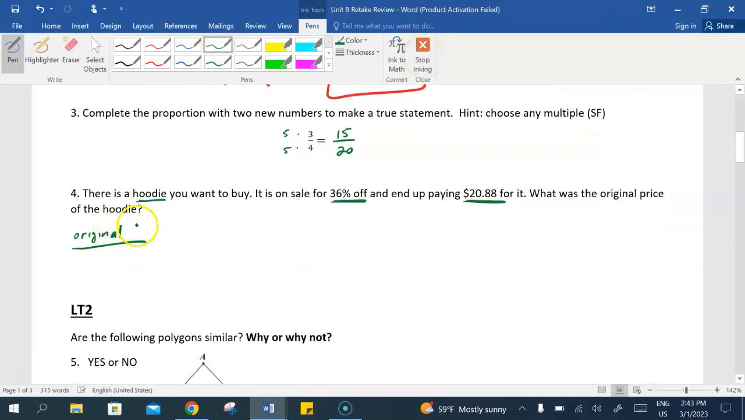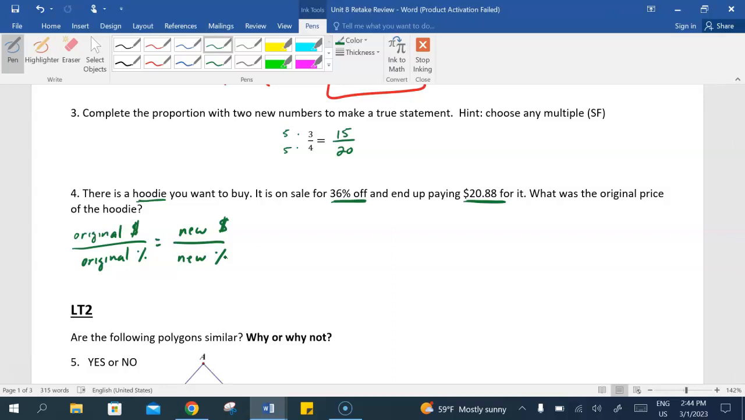My original dollar amount over my original percent equal to my new dollar amount over my new percent. And with proportions, you have to be careful. It doesn't matter where you start. It matters how you set up your second fraction.